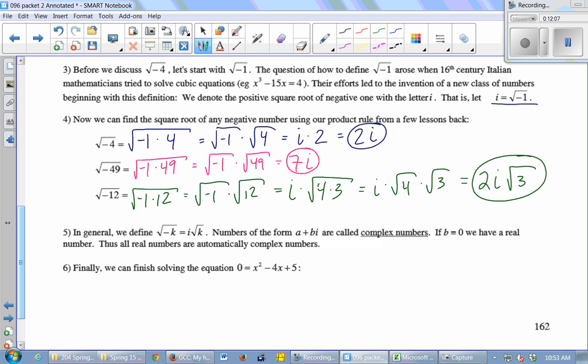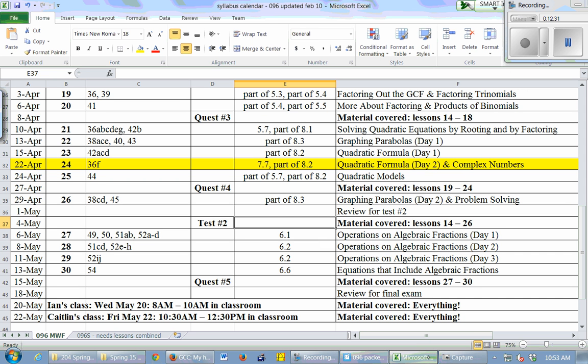Yes, Amy. I know that you made up this... i is the square root of -1. Yeah, so whenever you have a negative underneath a square root, you can pull it out. Yep. No, because the quest is covering 19 through 24, and this is 24. Yes, this is going to be on the quest.